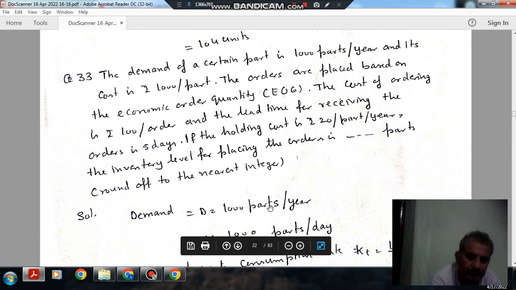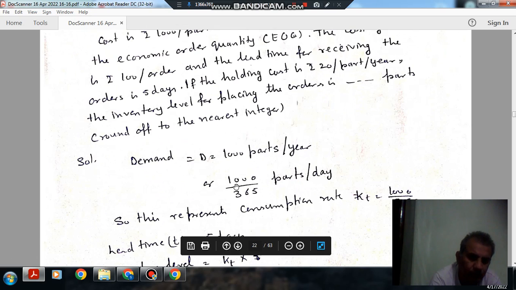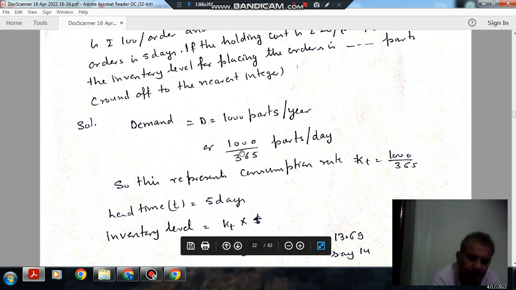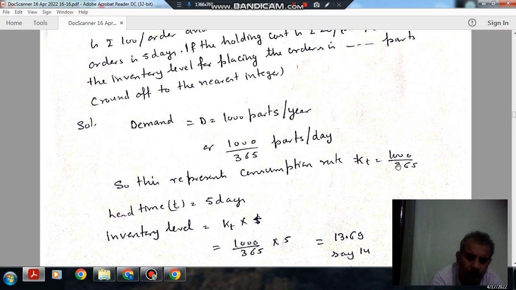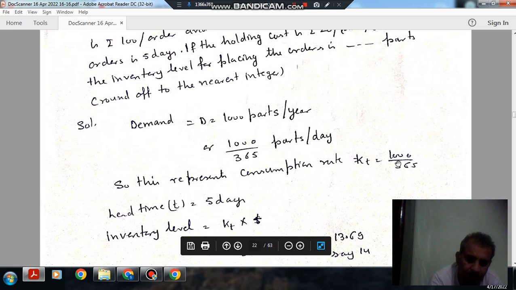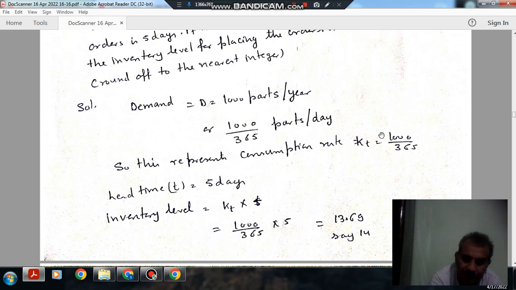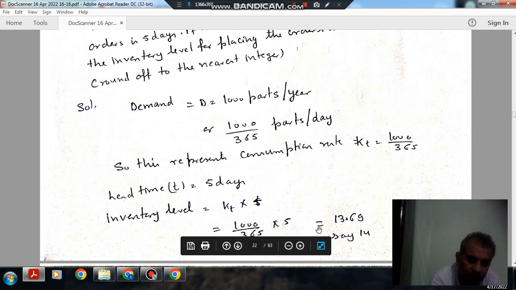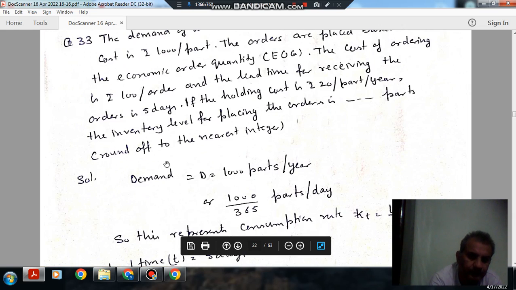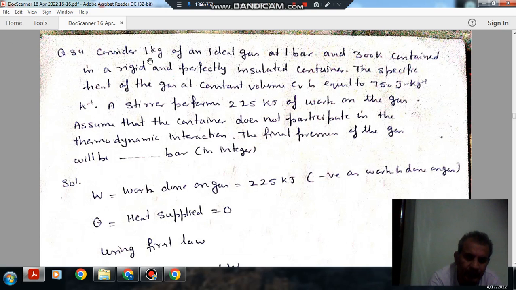So demand is 1000 parts per year, or 1000 by 365 parts per day, and that is the consumption rate. Lead time is 5 days, so if we multiply by 5, this much inventory will be consumed in 5 days. So we have to place the order when the inventory level is left as this quantity, or 14. So the answer is 14.